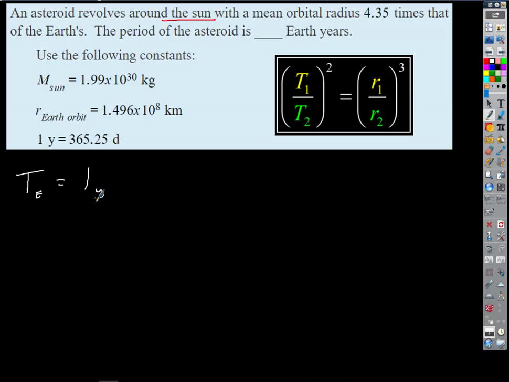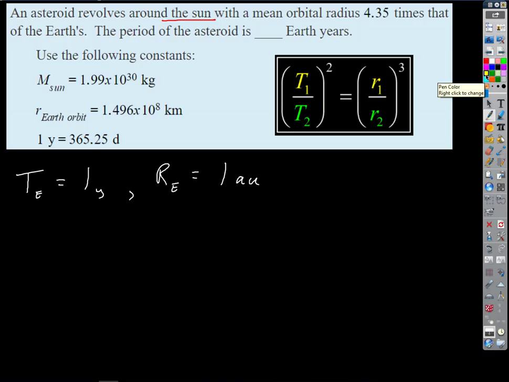1 year, okay? What is R sub E? Well, we know what it is, but honestly, do we even need to put that number down? Why don't we just say R sub E is 1 AU? We can call it whatever we want to, but the technical term for it is an astronomical unit, which is the distance from the Earth to the sun. But we could just call it 1 Earth radius. That's fine, right? Because that's our reference.